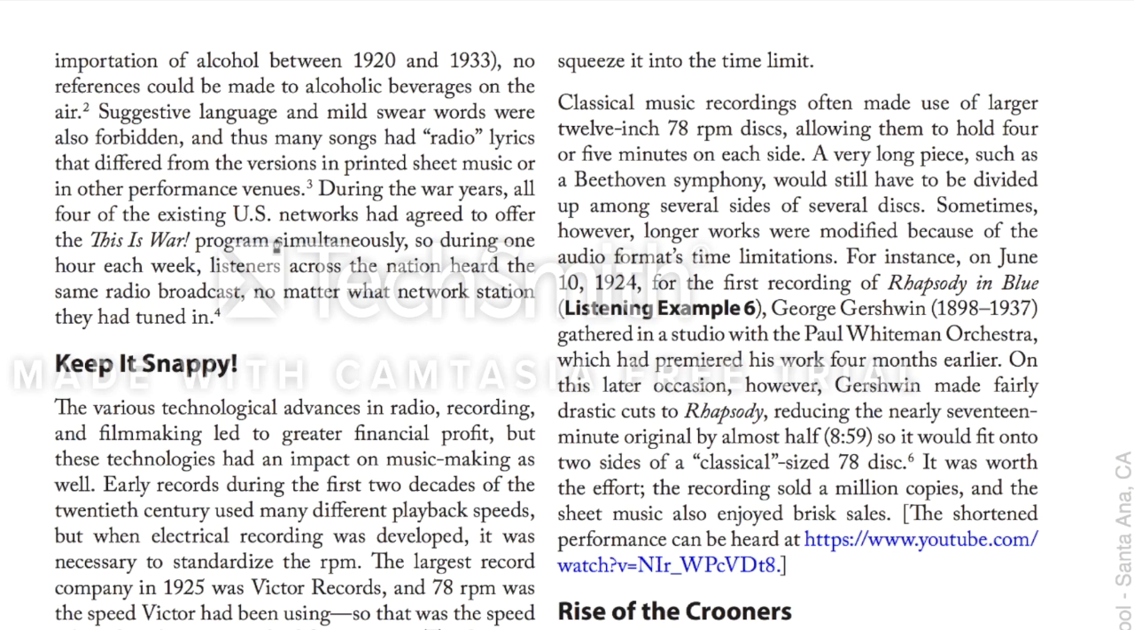During the war years, all four of the existing U.S. networks had agreed to offer the This Is War program simultaneously, so during one hour each week, listeners across the nation heard the same radio broadcast no matter what network station they had tuned in. How do you think this would affect people's viewpoints of the war and the information they gain?